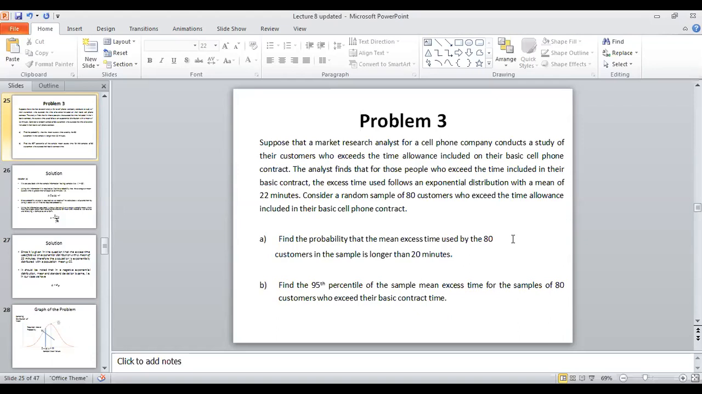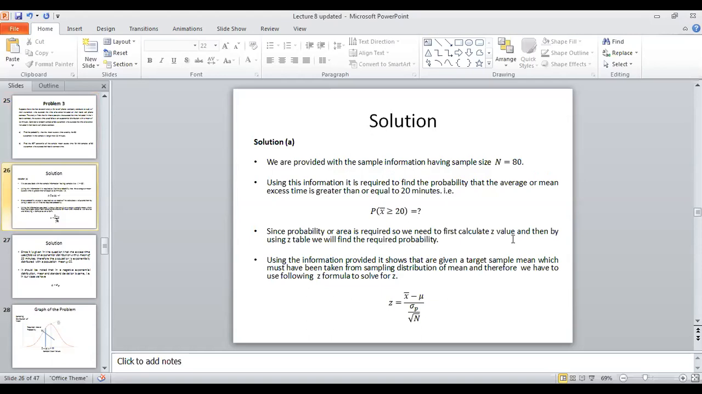So in part B, we have to find which sample mean corresponds to the 95% area of this sampling distribution of the mean. So let's move on to the solution of the equation. It follows a similar pattern that we have just discussed. We have the sample information with the sample size of 80, and we have to find the probability of x bar greater than or equal to 20. That is, the probability of the sample mean greater than or equal to 20.